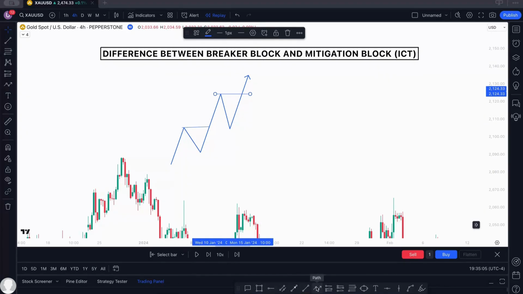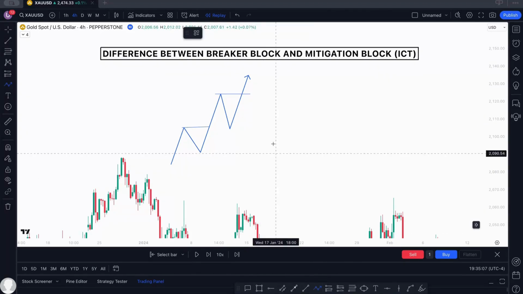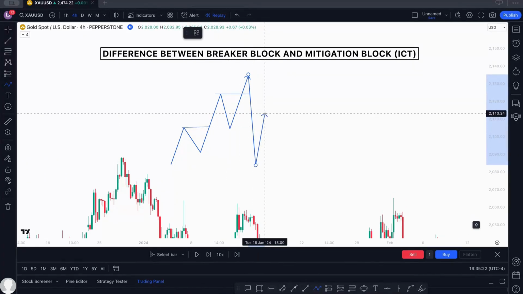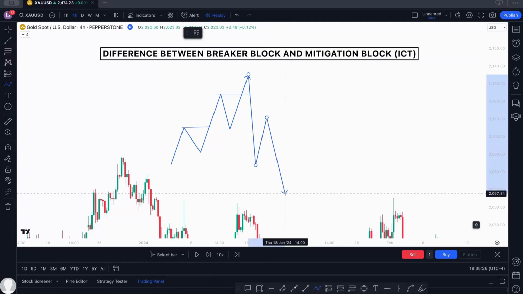How do you know that your breaker block is about to be activated? When market breaks this low, normally it's meant to touch here and move up, right? But instead, market broke this low, signaling what? A change of character, right? What will happen? Market will come around here and move down in its direction.